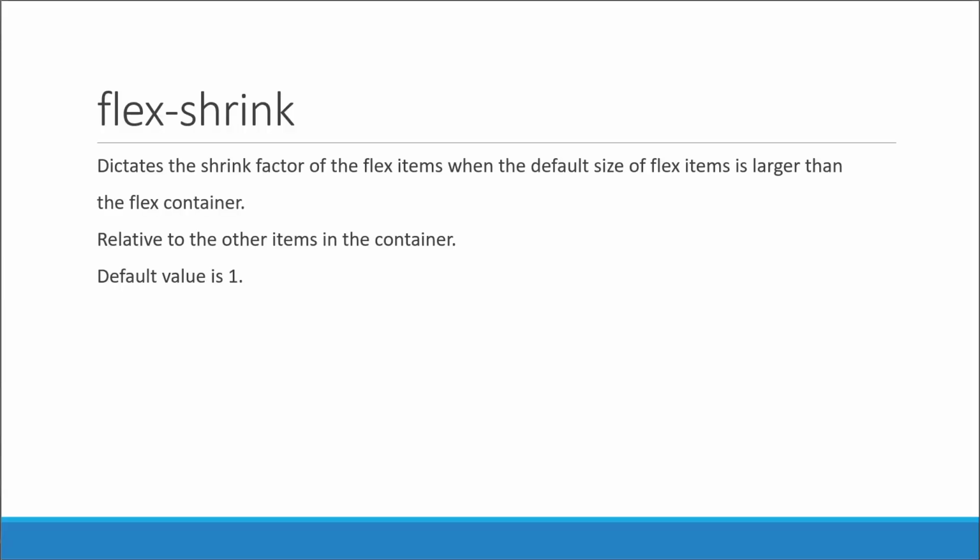So, the flex shrink property dictates the shrink factor of the flex items when the default size of the flex items is larger than the flex container. It is always relative to other items in the container. By default, the value is 1, which dictates the items should shrink to a certain extent if necessary.